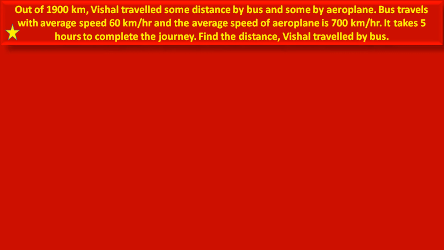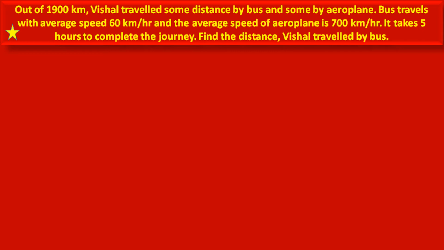Now see, total distance is given, 1900 km. Total required time is given, 5 hours. We use two types of transportation. For bus, its speed is given, and for aeroplane, its speed is given. And we have to find the distance we shall travel by bus. Means out of two things, only one thing we have to find. We travel by bus as well as aeroplane, but we have to find only the distance by bus.